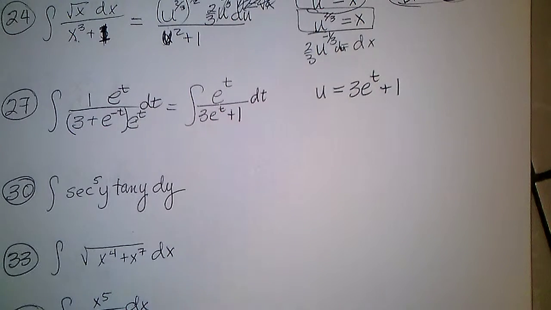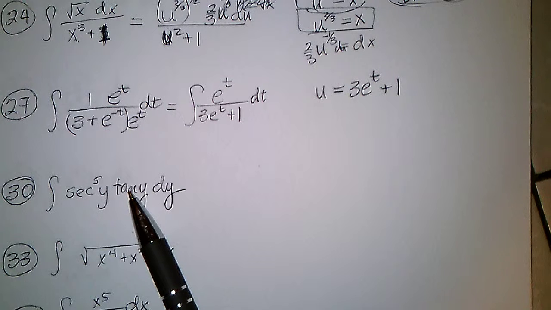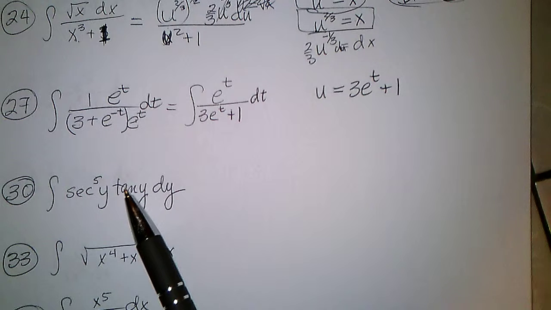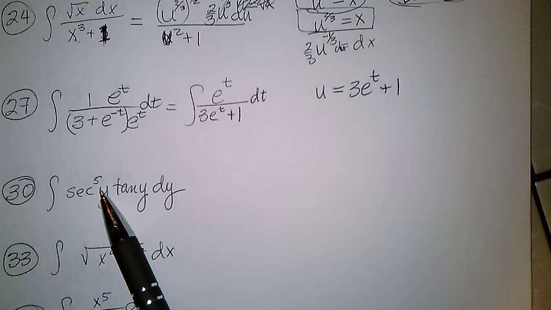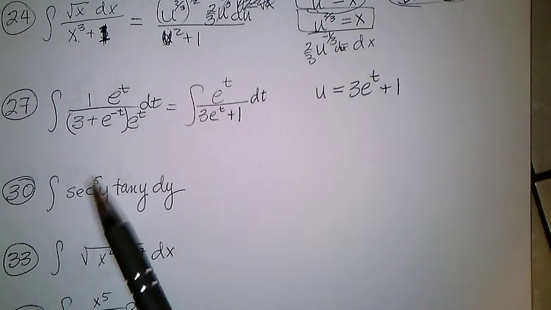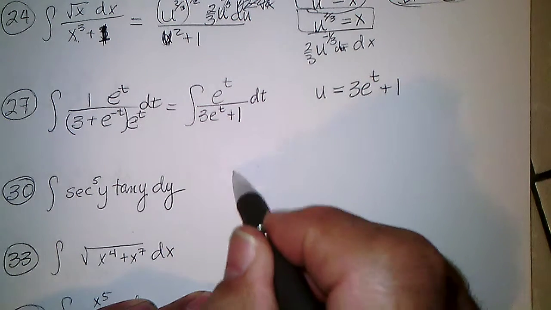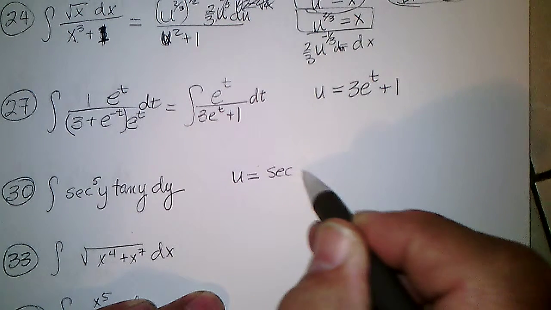On 30, well, I have both of these to odd powers. Usually we like to leave even powers. So if I let u be tangent, its derivative would be secant squared, and that would turn this into odd power. But if I let u be secant of y, the derivative would be secant tangent. The tangent would be gone, and this would be secant to the 4th, which I think I could deal with. So I'm suggesting that you try u equals secant of y.